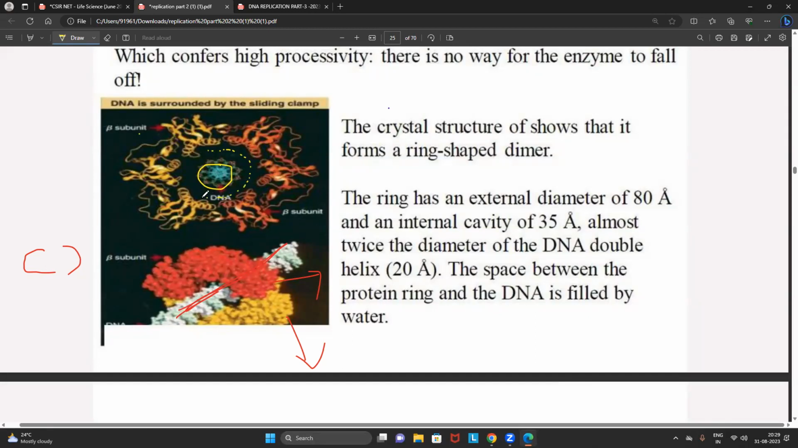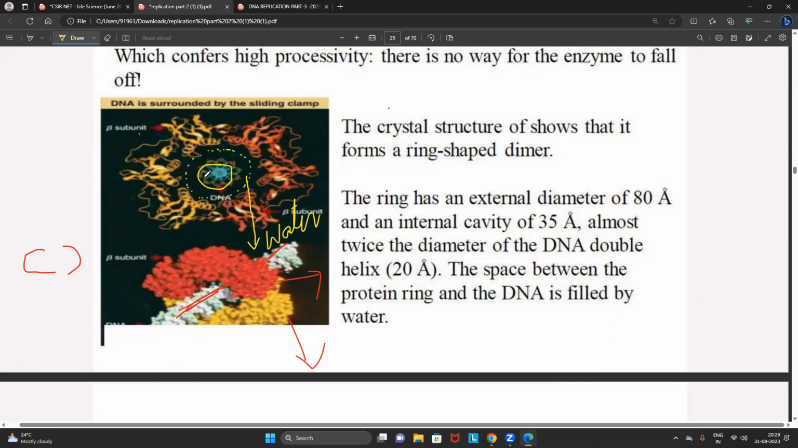Still a lot of space is present. Now the question is, what happens to that space? The interesting point is that that particular space can be filled with water. Now you can ask me, sir, how does the beta clamp associate with the DNA?